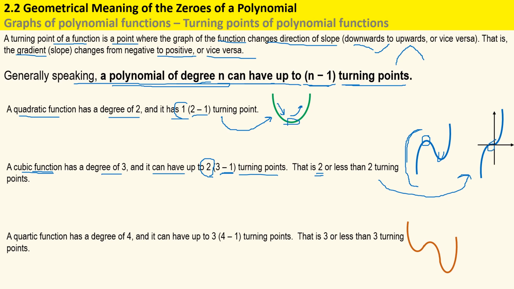Next, let's consider quartic functions, which have degree 4, and we know that at the most they can have 3 turning points. And here is an example of a quartic function. It has 1 turning point, 2 turning points, and 3 turning points. This is the maximum number of turning points that we can have in a quartic function.